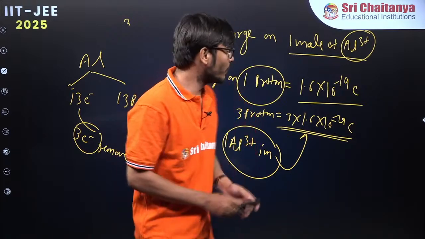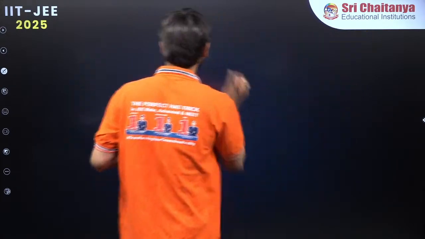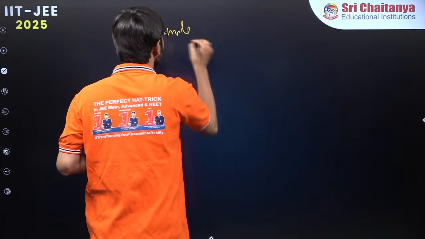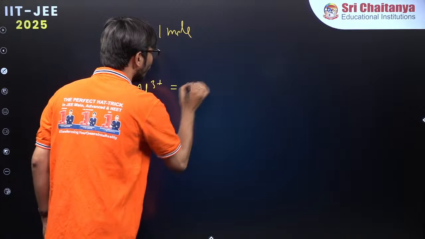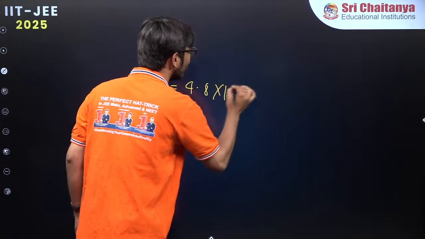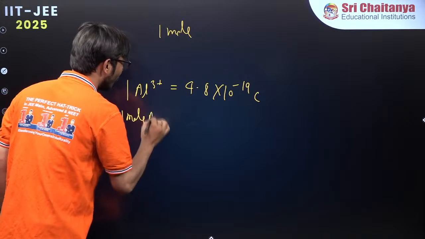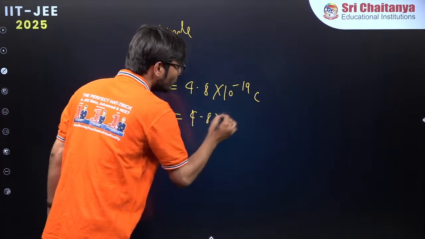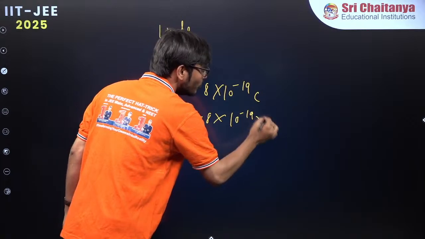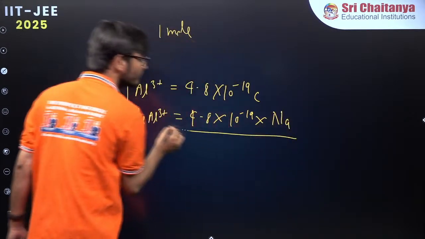Is that right or not? So what is the total charge? For this, it comes to this much. So for 1 mole, the charge of 1 aluminium 3+ is equal to 4.8 into 10 power -19 coulomb. So 1 mole aluminium 3+ is equal to 4.8 into 10 power -19 into, say, Avogadro number.